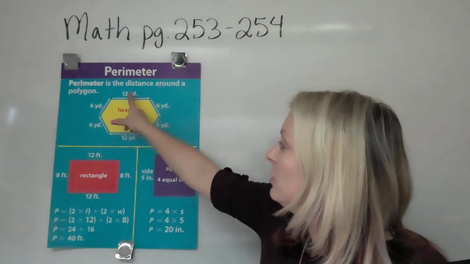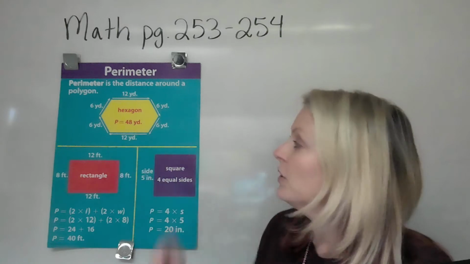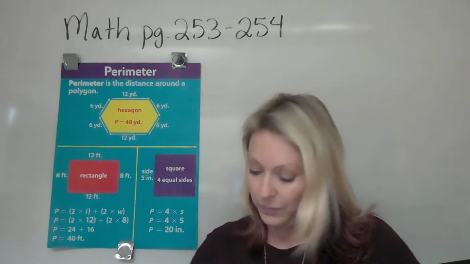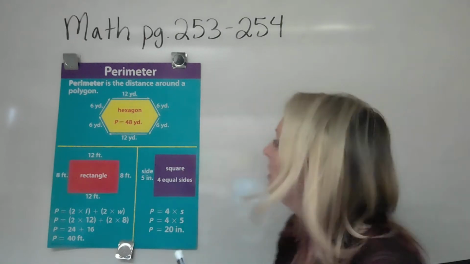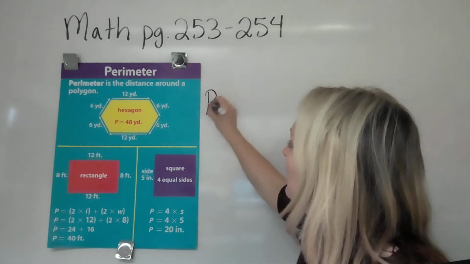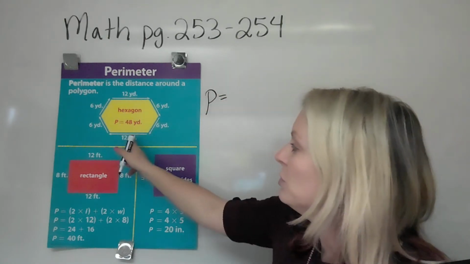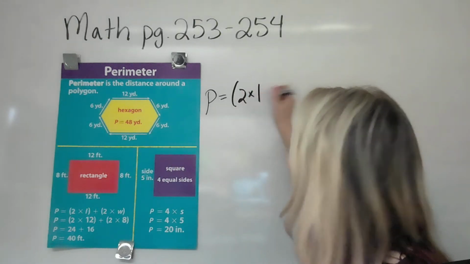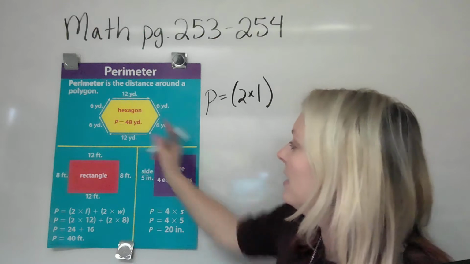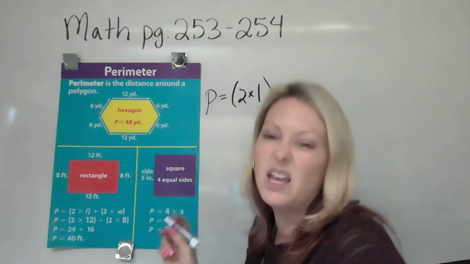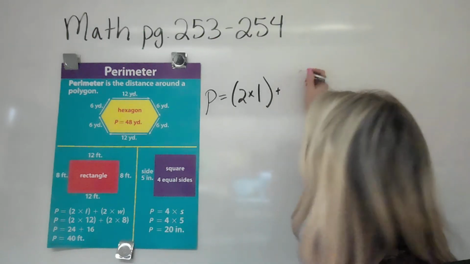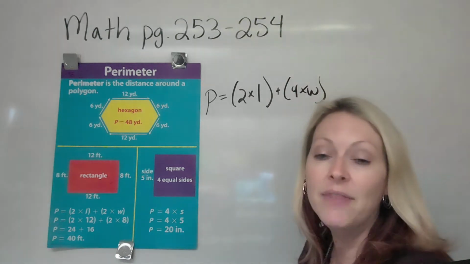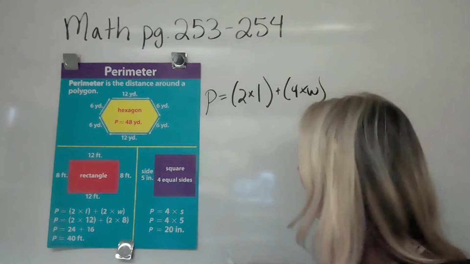Now, for this one, you could do a different equation, showing that a polygon... oh, where's my marker? Sorry, guys. P equals, you have two sides that are the same, so 2 times length, right? And then these two sides we could say are the width, but there are 4 of them, so 4 times W, right? And then you could figure out the perimeter that way.